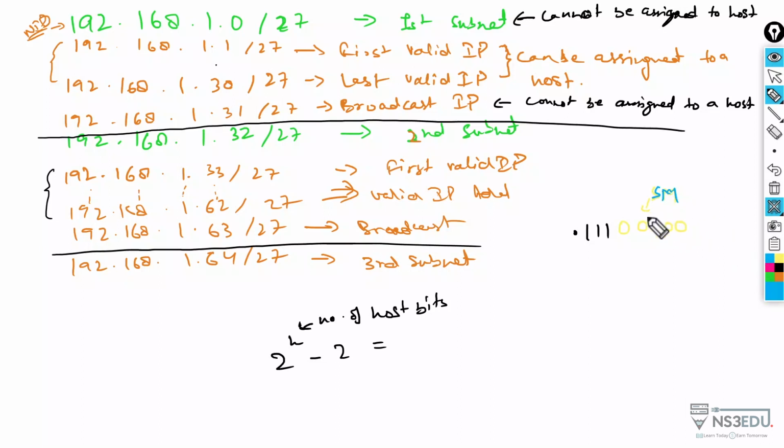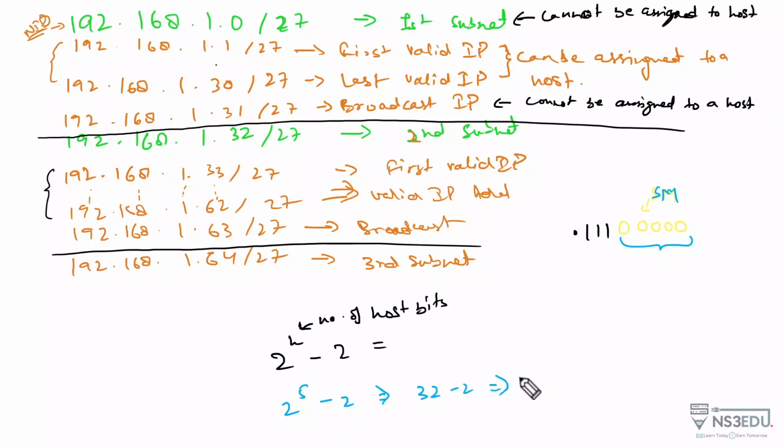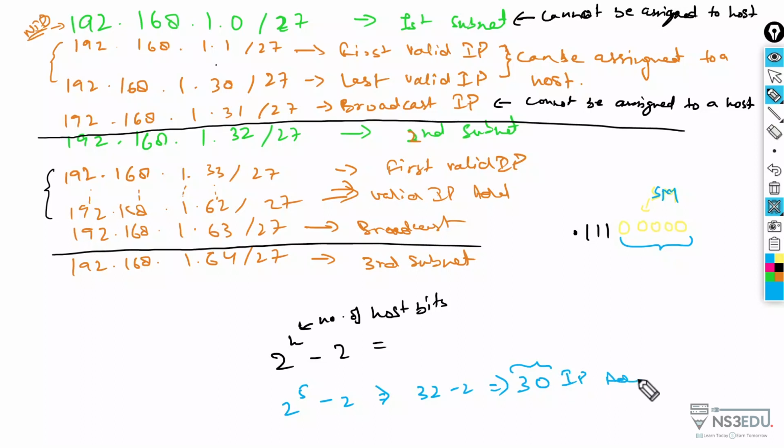Now there are 5 bits. I'm going to put them here. 2 raised to the power 5 minus 2 equals what? 32 minus 2 equals 30. So there are 30 IP addresses in every subnet. How do you get to know that? By the number of host bits. We can add 30 addresses.